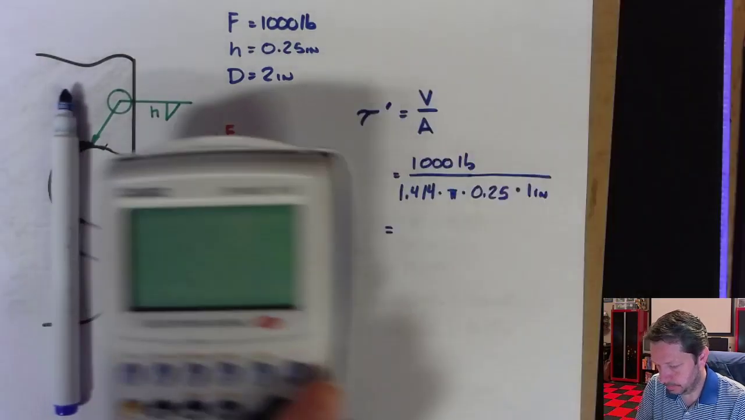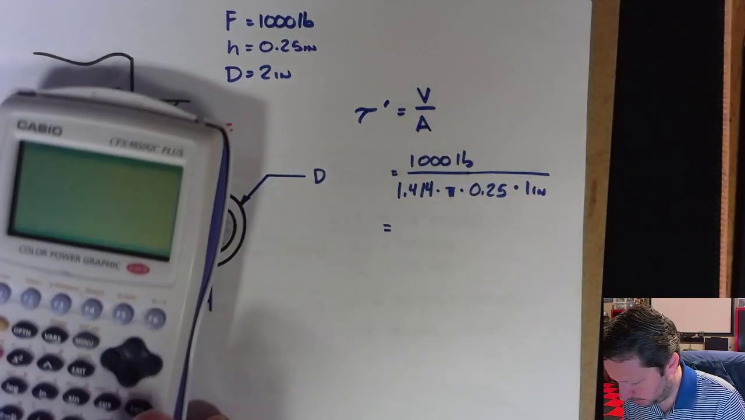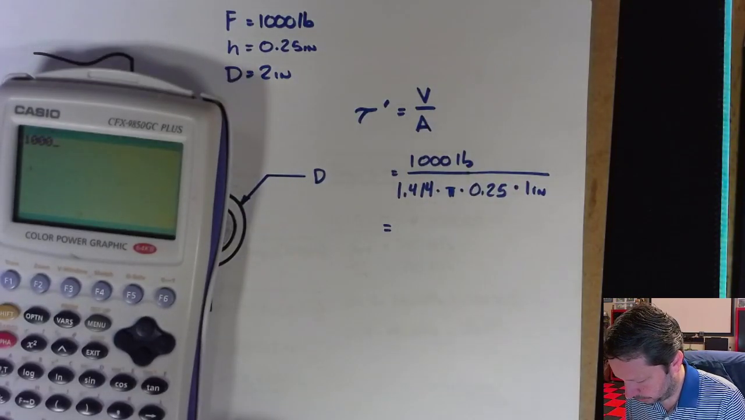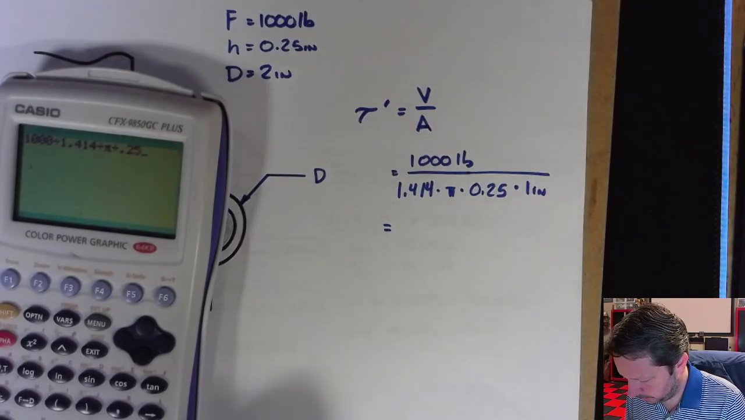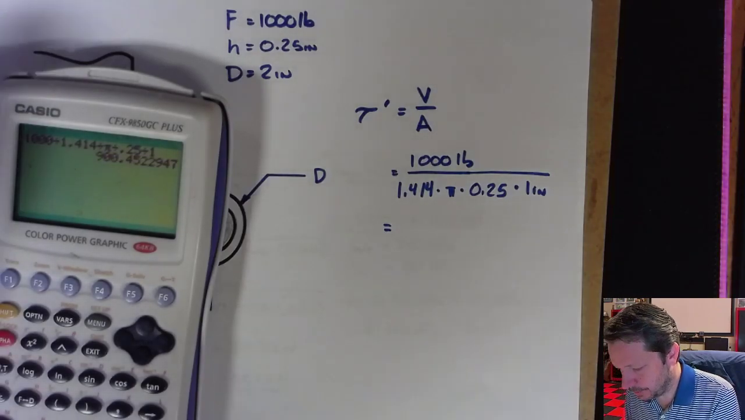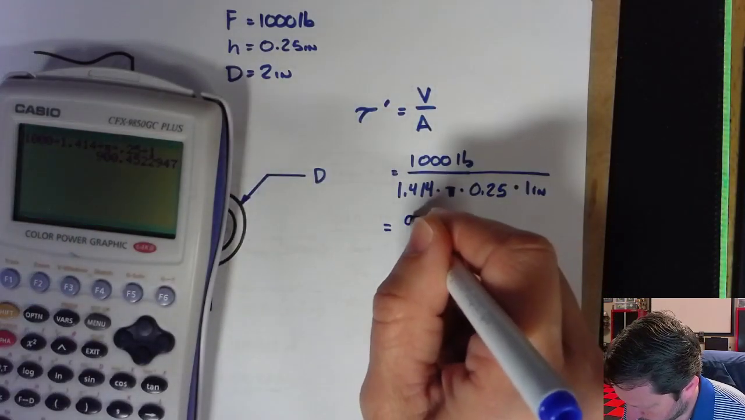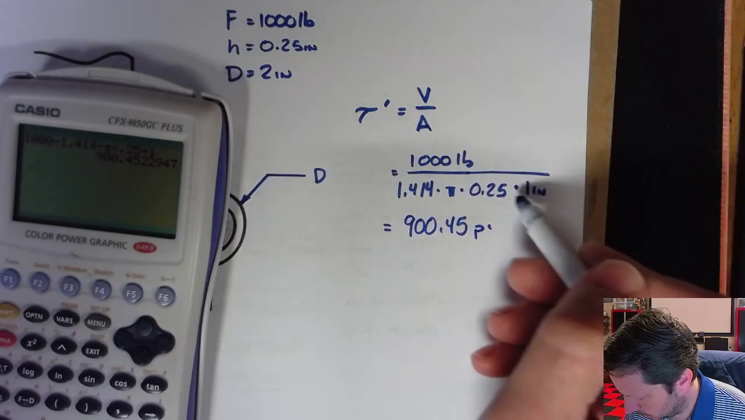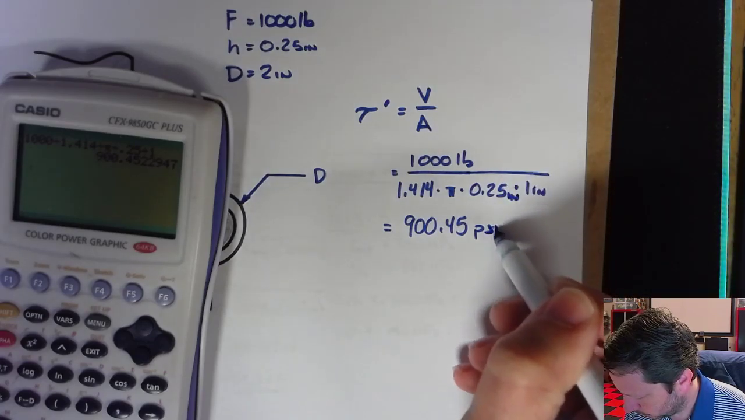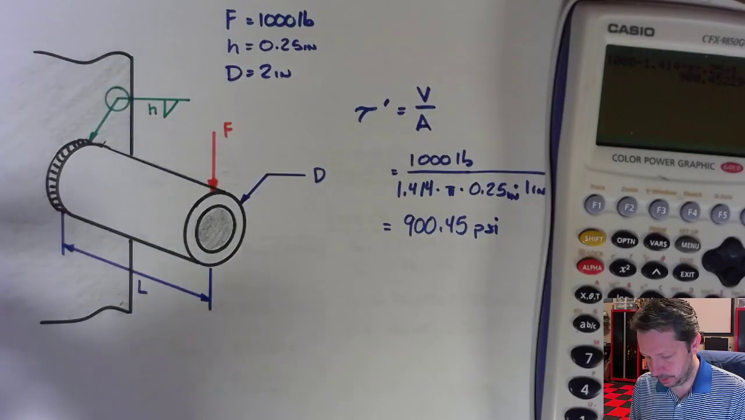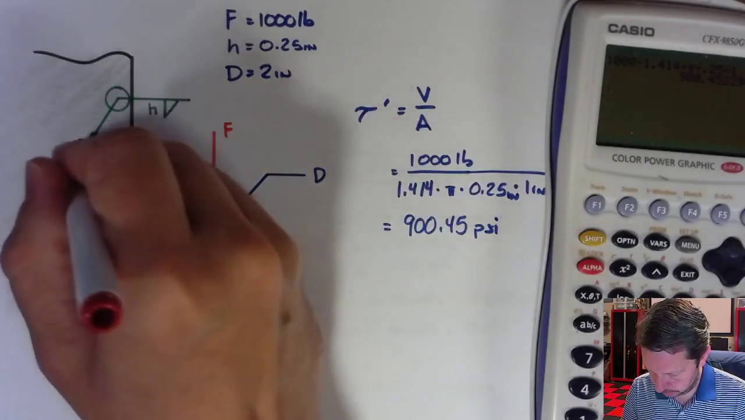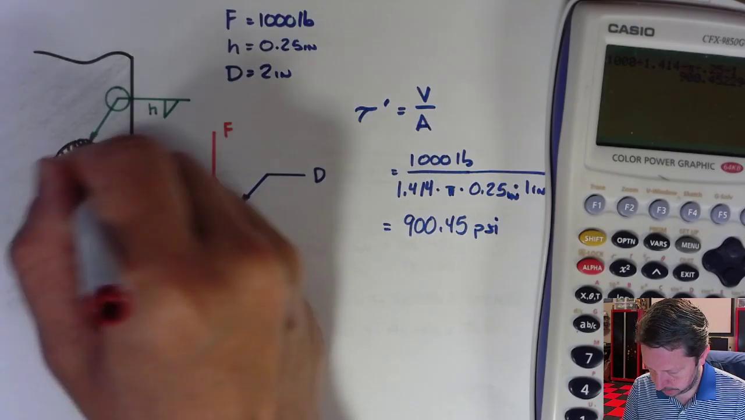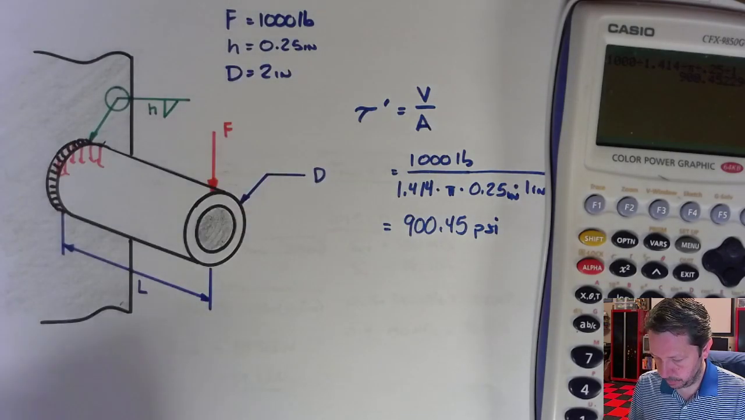So we have 1,000 pounds of shear force divided by 1.414 divided by pi divided by 0.25 divided by 1. So we have 900.45 psi, pounds per square inch, of direct shear. And this is the shear that is straight on the weld, all the way around.